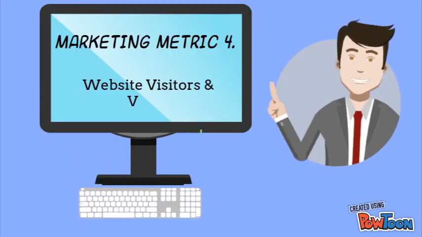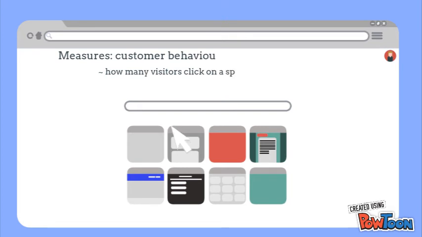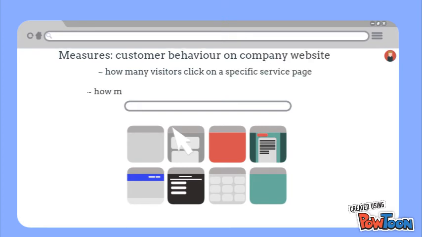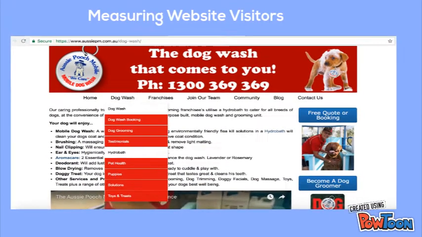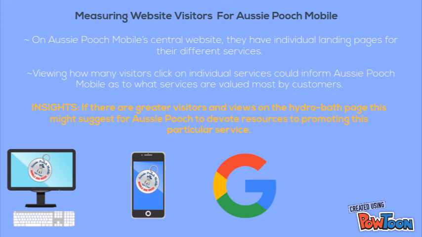Measuring website visitors and visits is another key metric. It looks at customer behaviour on a company's website, providing data on how many visitors click on a specific service page, as well as how many times an individual user visits the page, providing companies with insights into their products and services. For instance, on Aussie Pooch Mobile's central website, they have individual landing pages for their different services. Viewing how many visitors click on individual services could inform Aussie Pooch Mobile as to what services are valued most by customers. If there are greater visitors and views on the Hydrobuff page, this might suggest for Aussie Pooch to devote resources to promoting this particular service.